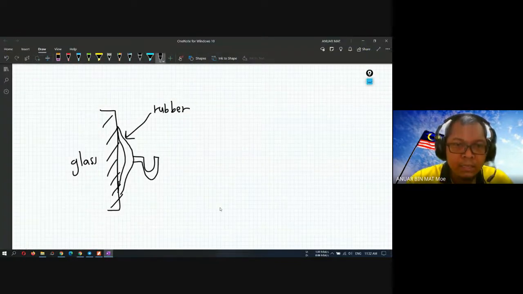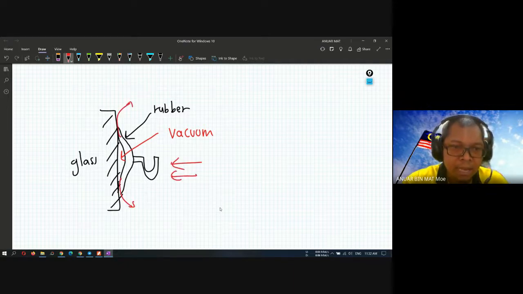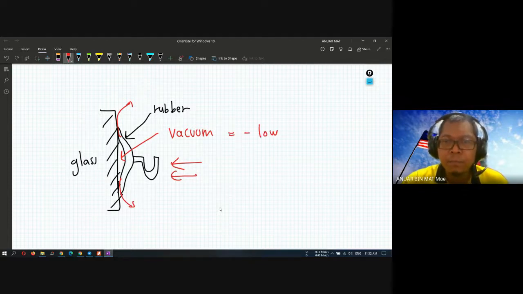When you push the suction cup towards the glass or the wall, what happened to the air inside? It will become vacuum. When you press the suction cup, the air will get out, and inside will be vacuum, meaning lower pressure. Why low pressure? Because inside is vacuum, you have low pressure because you have low volume. If the inside has a low volume of air, it will have low pressure.